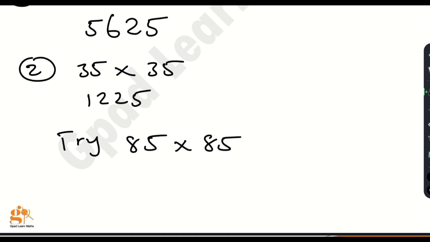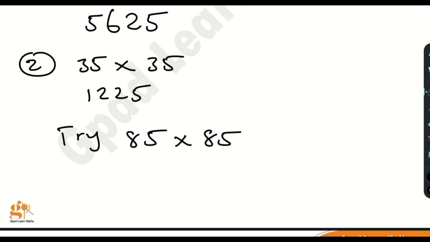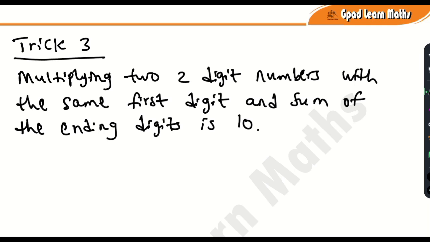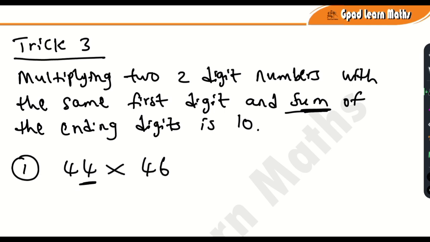Now this takes us to the next trick. Let's go there. So here's the third trick that I said we're going to be considering. Multiplying 2-digit numbers with the same first digit, and the sum of the ending digits is 10. Okay, let me give you an example. So 44 times 46. You must make sure that the ending digits, 4 and 6 here, add up to give you 10. 4 plus 6 is 10, obviously.